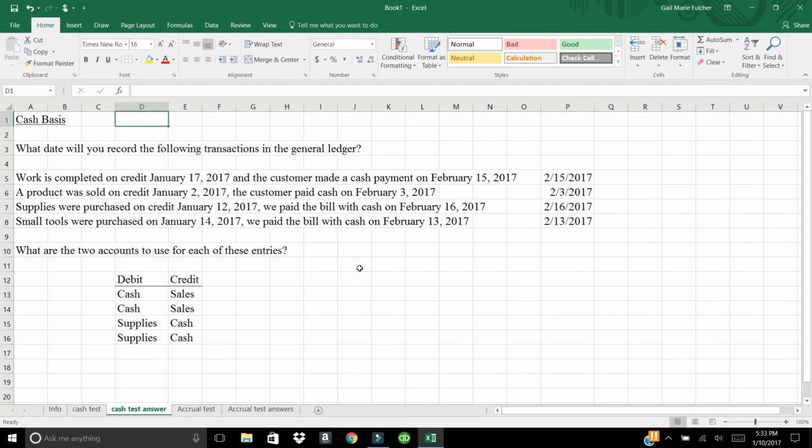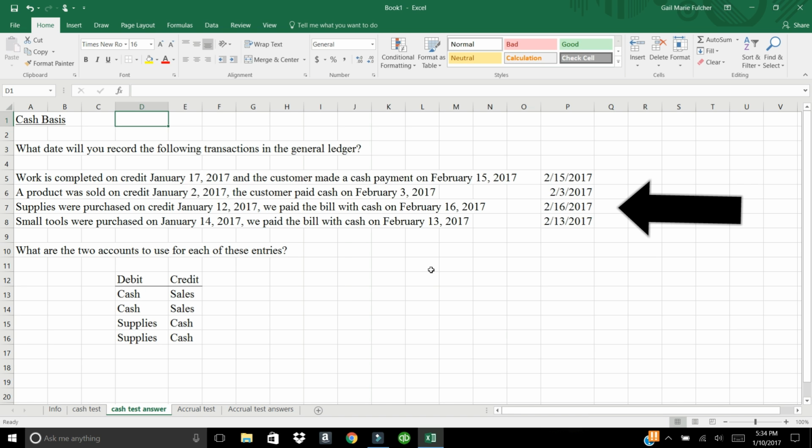Okay, here are your cash test answers. The first one, since the customer made the payment on February 15th and we're on the cash basis, we'll record the entire transaction on February 15th. And the two accounts that we will use, the debit will be to cash because we've received cash. The credit will be to sales. The next one, a product was sold on credit January 2nd. The customer paid cash on February 3rd. So on the cash basis, we would record this transaction on February the 3rd. The debit would be to cash and the credit would be to sales.